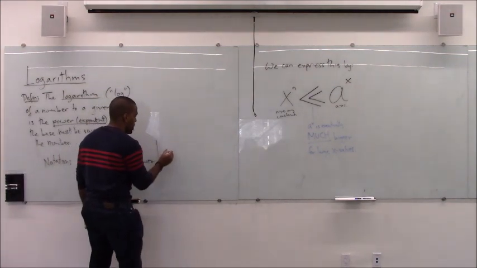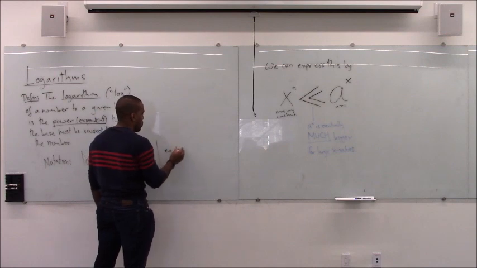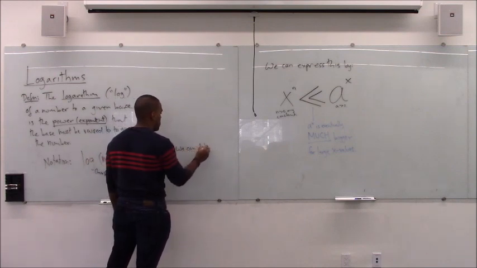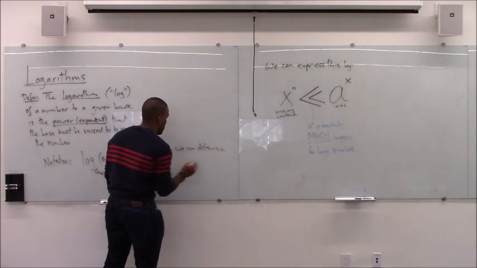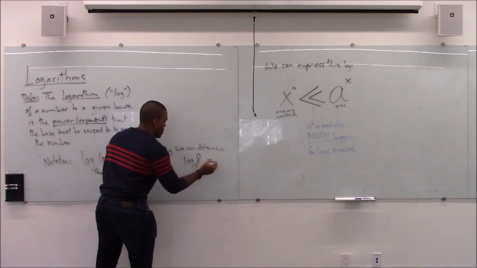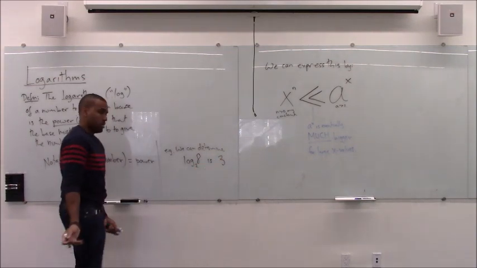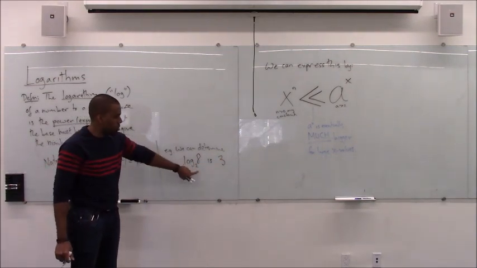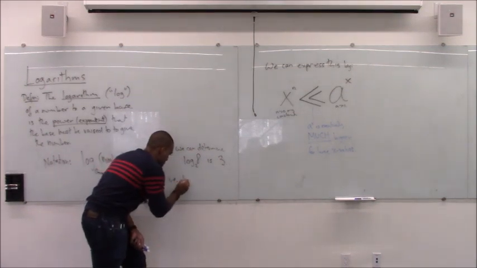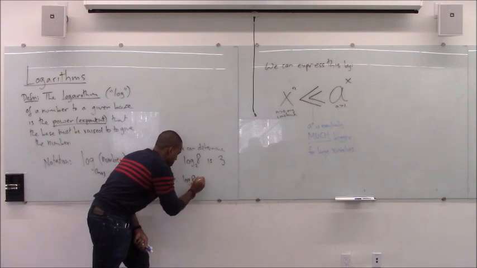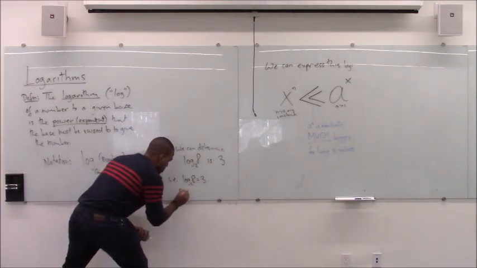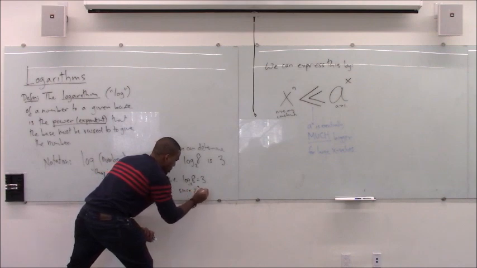So for example, we can determine log to the base 2 of 8 is 3. Why? Because I have to take the base 2, raise it to the power 3 in order to get 8. So I can write log to the base 2 of 8 is equal to 3, since 2 raised to the 3 gives us 8.